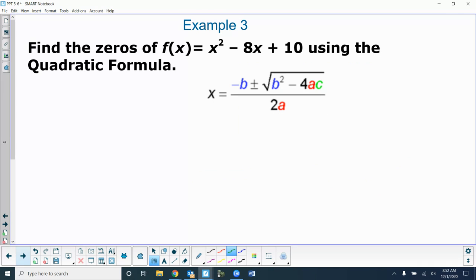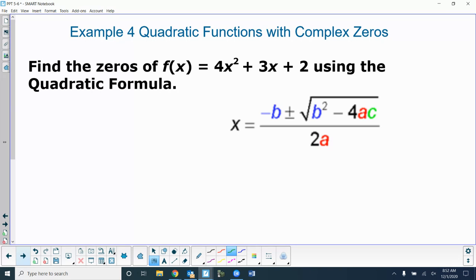Okay, so all these are basically the same then. When it says find the zeros, same thing, right? Or solve, find the roots or the zeros, that means the same thing. All right? Do we need to do another example? You understand how to substitute in, right?